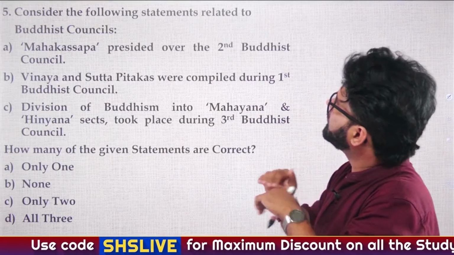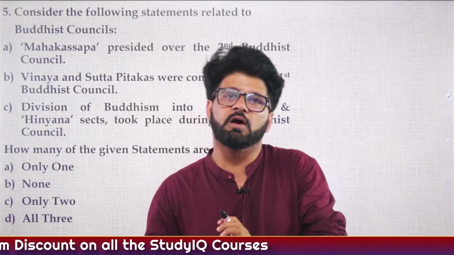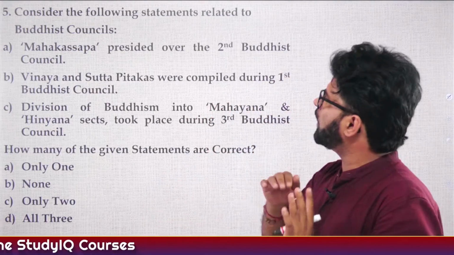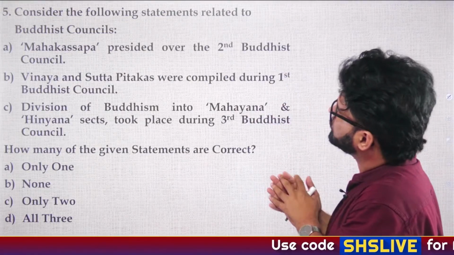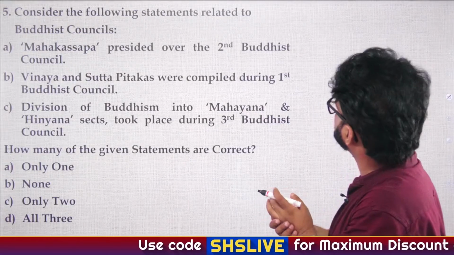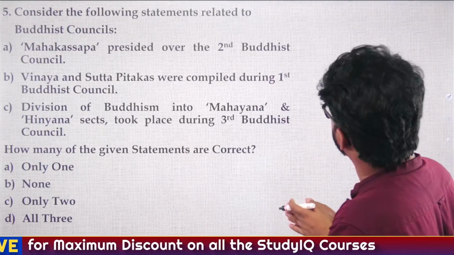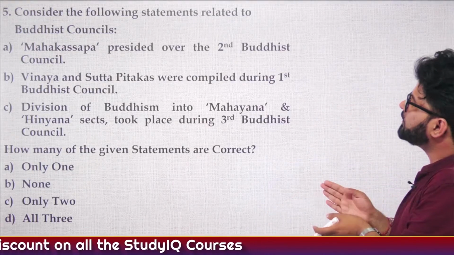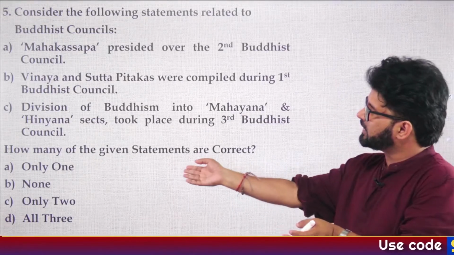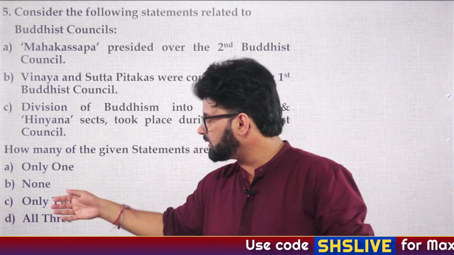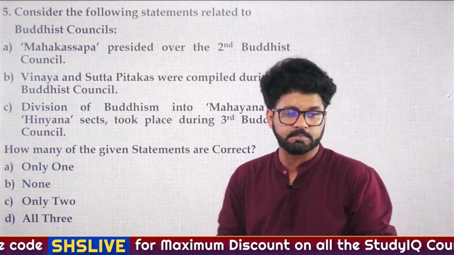Consider the following statements related to Buddhist councils. Pay attention to Buddhism. Buddhism and Jainism, UPSC loves them like anything. So let me read the options for everyone. For the fifth question, consider the following statements related to Buddhist councils. A. Mahakashyapa presided over the second Buddhist council. B. Vinaya and Sutta Pitakas were compiled during the first Buddhist council. C. Division of Buddhism into Mahayana and Hinayana sects took place during the third Buddhist council. How many of the given statements are correct? A. Only one. B. None. C. Only two. D. All three.